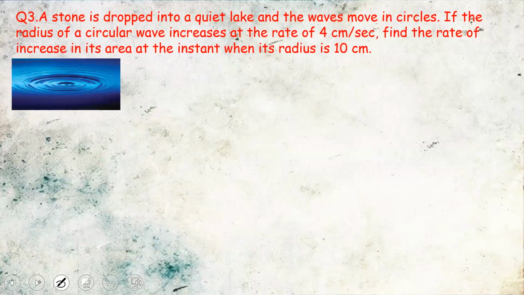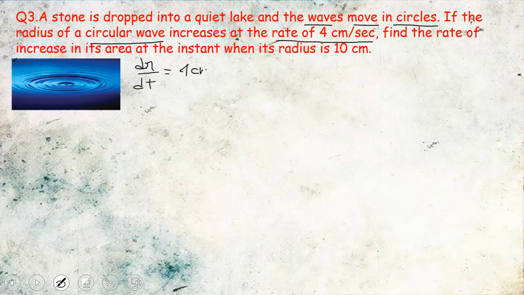A stone is dropped into a quiet lake and the waves move in circles. So the wave moves in a circle. From the picture you can say, the radius of the circular wave is increasing at a rate of 4 centimeter per second. So what is given? The radius of the circle increases at a rate of 4 centimeter per second. So dr/dt is given as 4 centimeter per second.